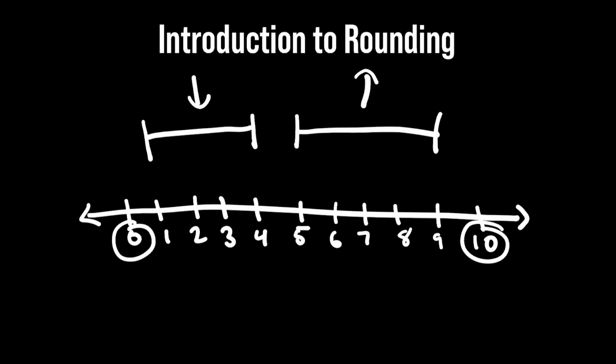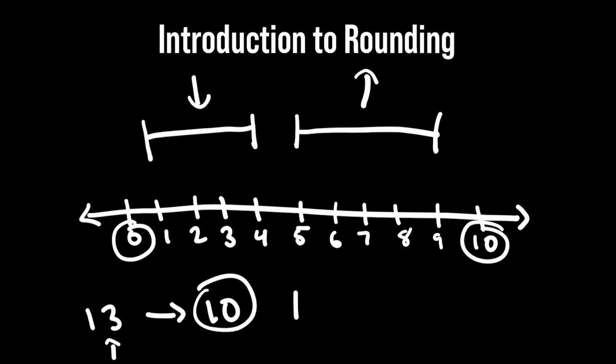So, given the number 13, if we were rounding from the ones place, we would round the 3 down to 0, which would then equal 10. So that's our answer here. Meanwhile, if we took the number 17, we'd round 7 to the nearest 10, and the nearest 10 is 20.